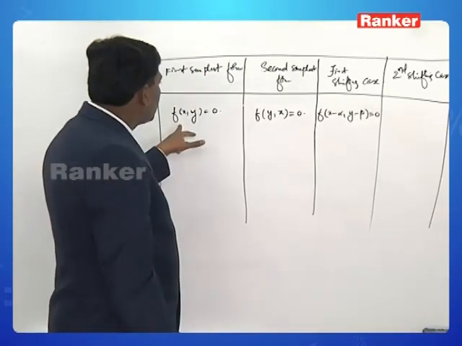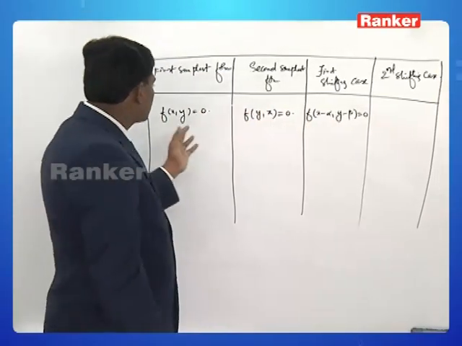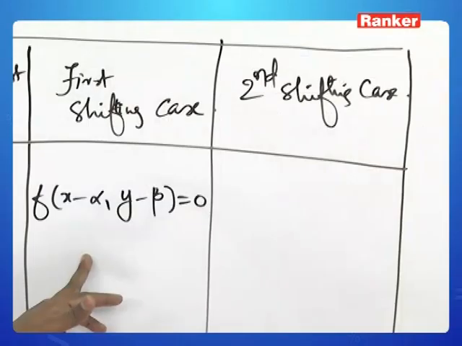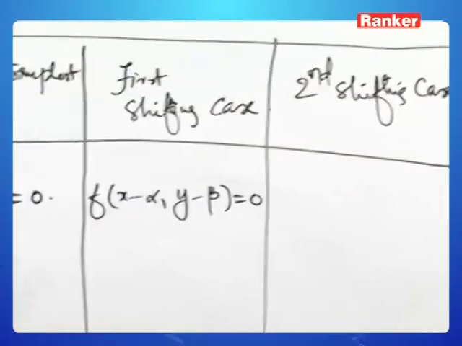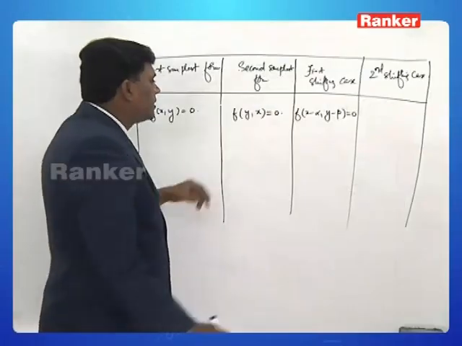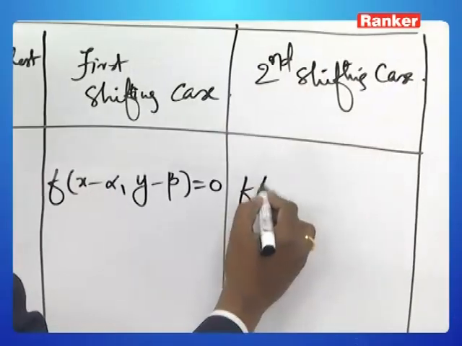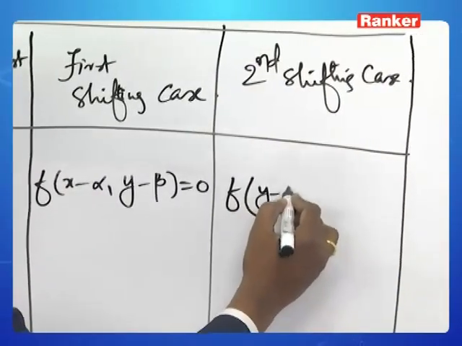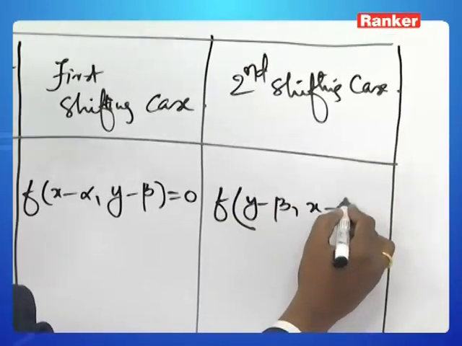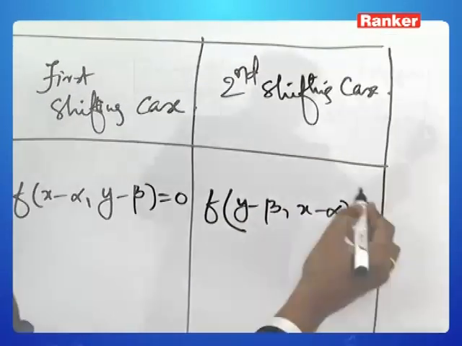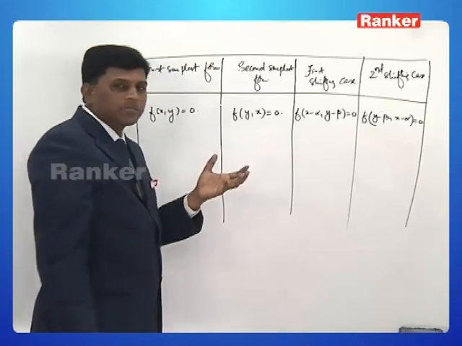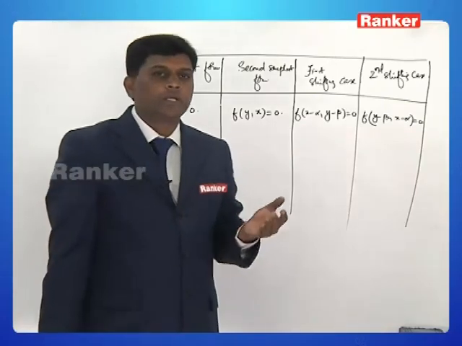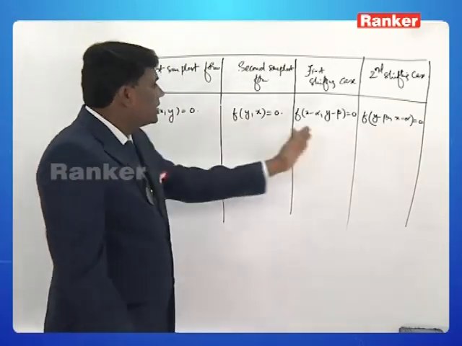Now, in the second shifting case, we apply both simultaneously here: reverse and replace. Then it becomes f of y minus beta, x minus alpha equals 0. This is the first transformational technique we use for writing equations of any form.